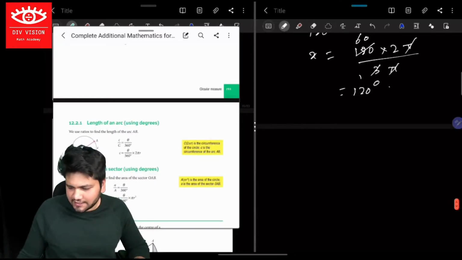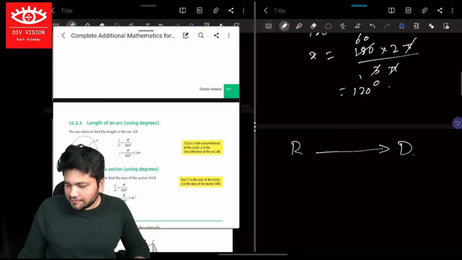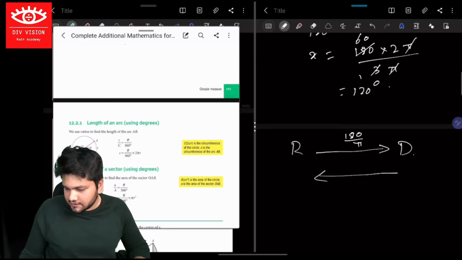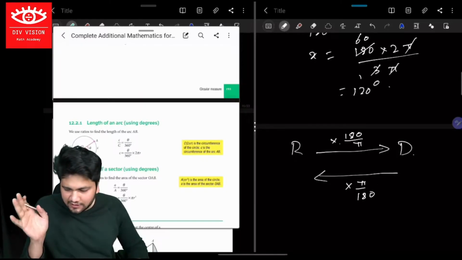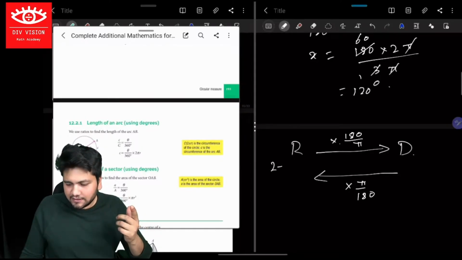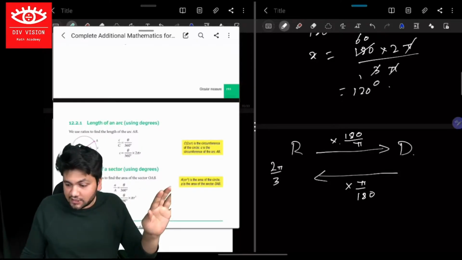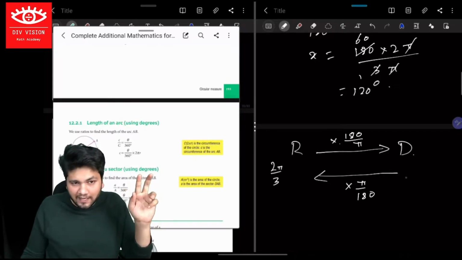In short, I'll summarize like this. If I'm converting radian into degrees, then I'll multiply by 180 by pi. And if I want to convert degrees into radians, then I will multiply by pi by 180. Now how to remember this? See, radians are generally with respect to pi, so if I have some angle in radians, it has to be something like 2 pi by 3. In degrees there is no pi. That's why I'll divide by pi, but I'll multiply by 180. On the other hand, in degrees there is no pi, but in radian there is a pi.